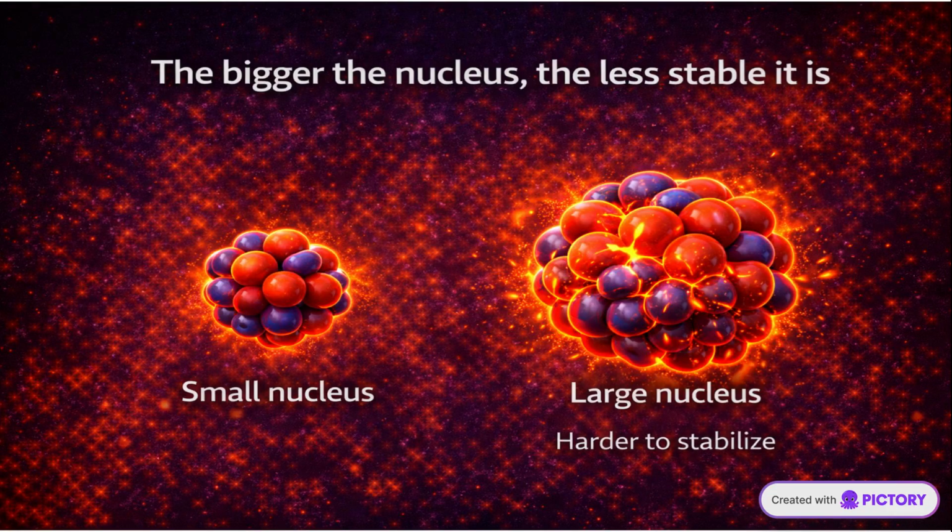Now let's introduce another important factor, size of the nucleus. As the nucleus becomes larger, the number of protons increases. So repulsive forces increase significantly. However, the strong force has a limitation. It works only at very short distances. So in large nuclei, repulsion spreads across the nucleus, but strong force cannot effectively bind distant nucleons. This is why, the bigger the nucleus, the less stable it becomes.